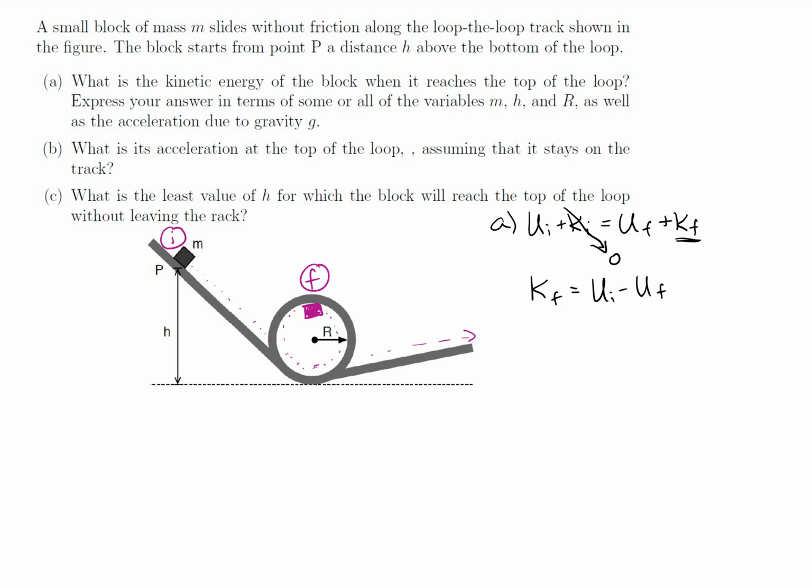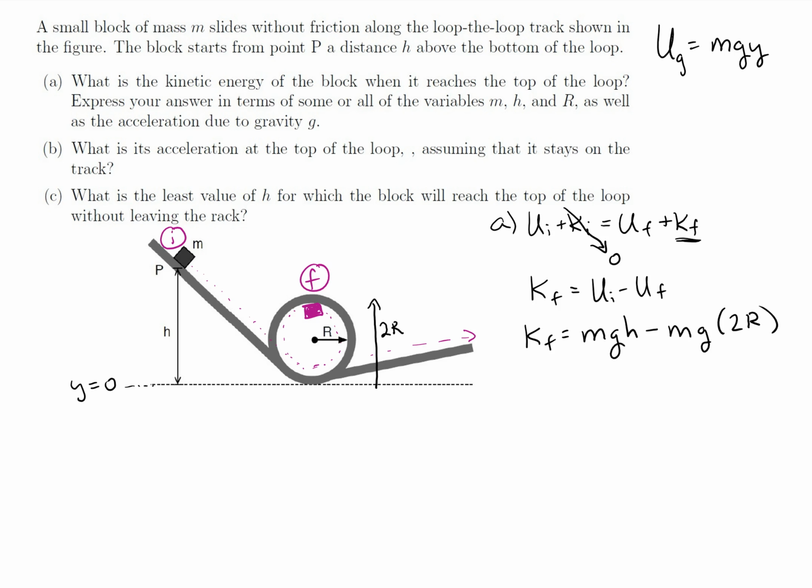And our gravitational potential energy here is mgy. So let's call the ground y equals 0. And so our K final is going to be mgh minus mg2r. Right, so here, when the block is in the final position, its height is 2r above the ground. Or we can just rewrite this, if we want, as mg(h minus 2r).